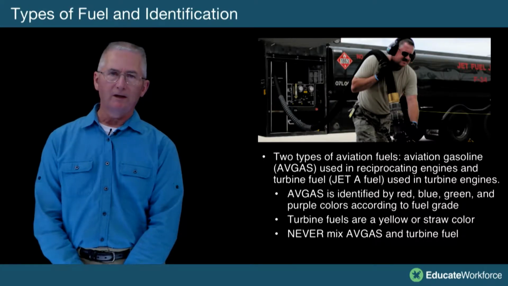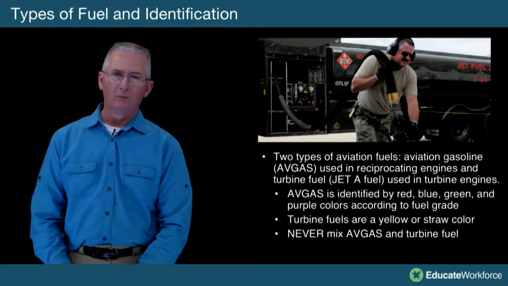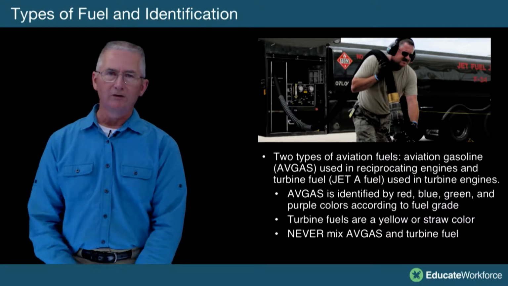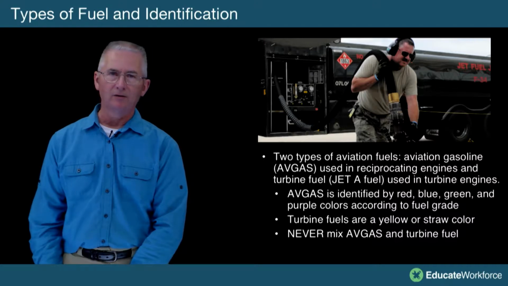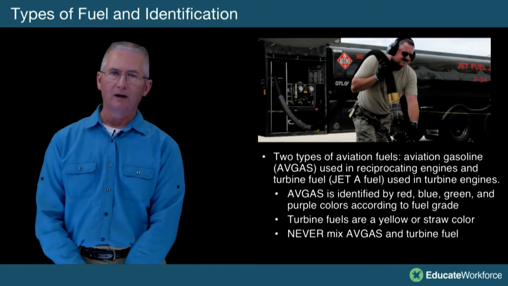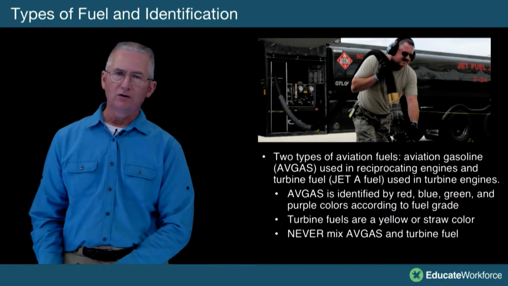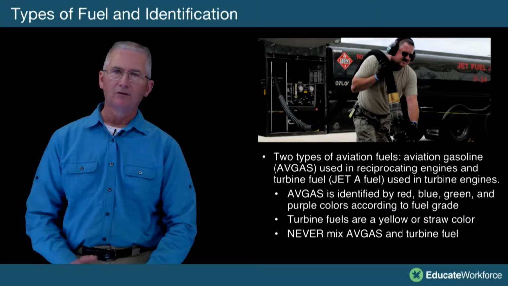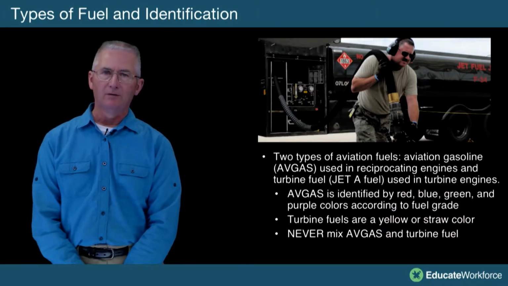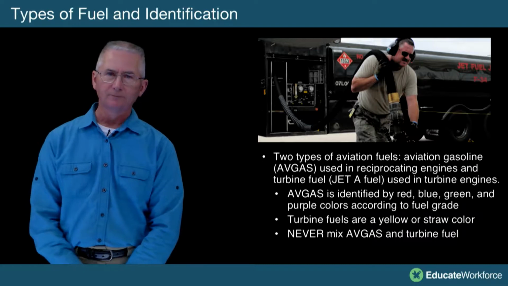We want to be able to identify our fuel. Fuel is going to fall into two major categories. One, we're going to have an avgas, or an aviation gasoline. The other one, we're going to have a turbine fuel. Just as there's different types of aviation gasoline, there's going to be some different types of turbine fuel as well.